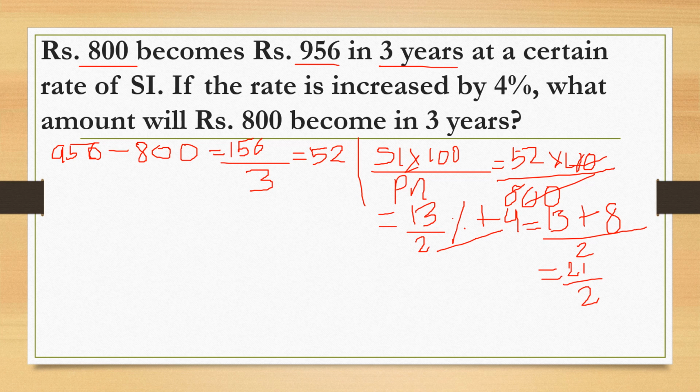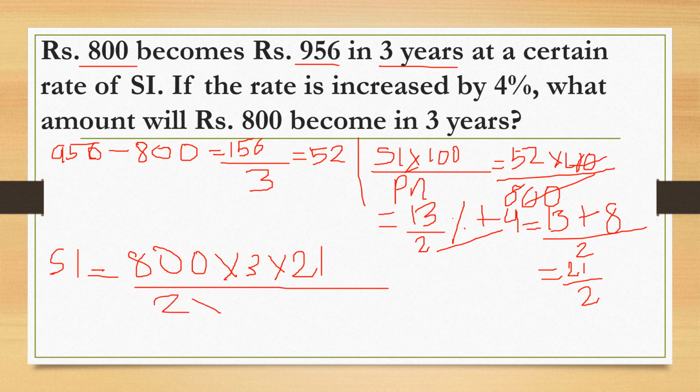What will be the SI according to the new rate? SI is equal to 800 into 3 into 21 all divided by 2 into 100. The 0 and 0 of 800 can be cancelled. Also 2 into 4 is 8. So the simple interest is, when we multiply 21 into 3, that is 63, 63 into 4 is 252.